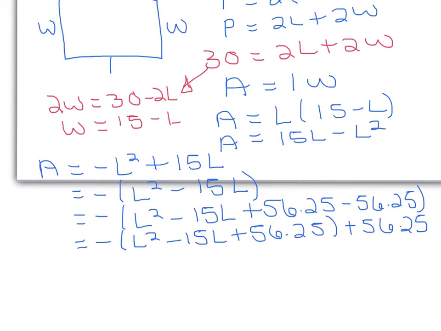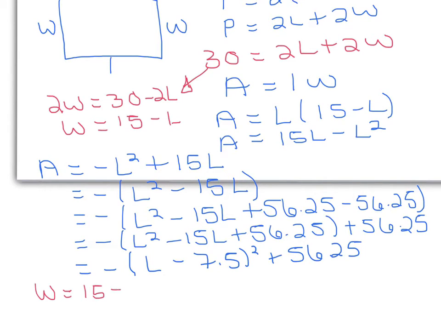Let's move that up a little, and let's finish this off by writing the binomial squared here. We would have L take away, and remember, that comes from the square root of 56.25, which really was just 15 divided by 2 before we squared it. So that's 7.5, all squared, plus 56.25. So we can quickly find our width, which was 15 minus the length, so 15 take away 7.5. Oh, the width is the same.